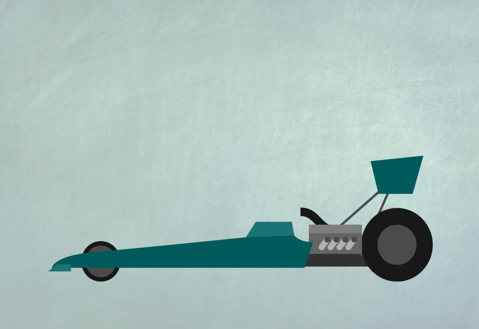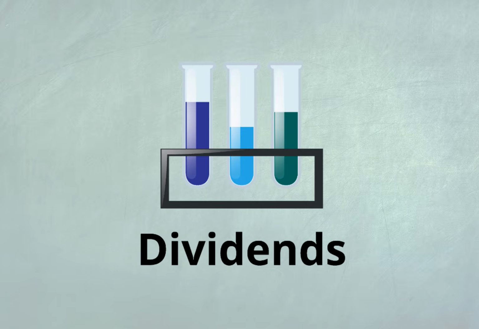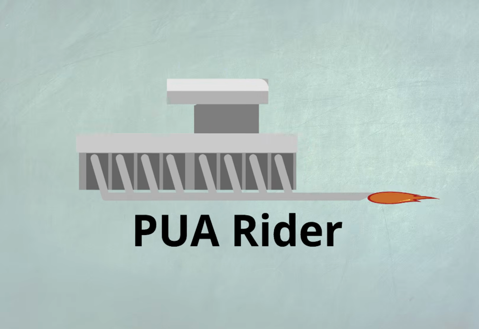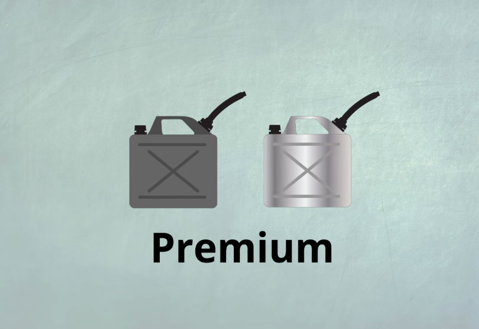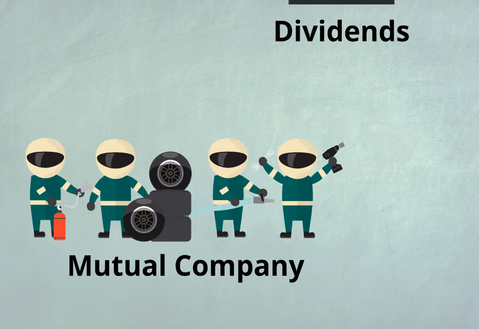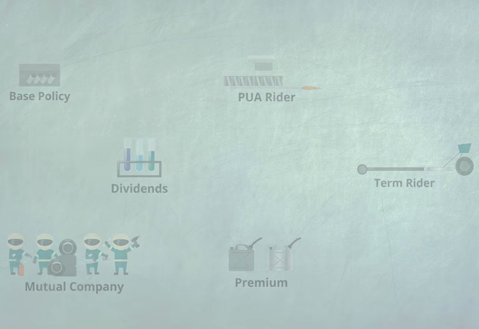Most people researching whole life soon learn that in addition to the growth that's guaranteed inside your base whole life policy, there are also dividends, a paid up additions rider, a term insurance rider, and of course, none of this works without your premium dollars or a mutual life insurance company to put these premiums to work. So let's drill deeper into these different parts of the vehicle.